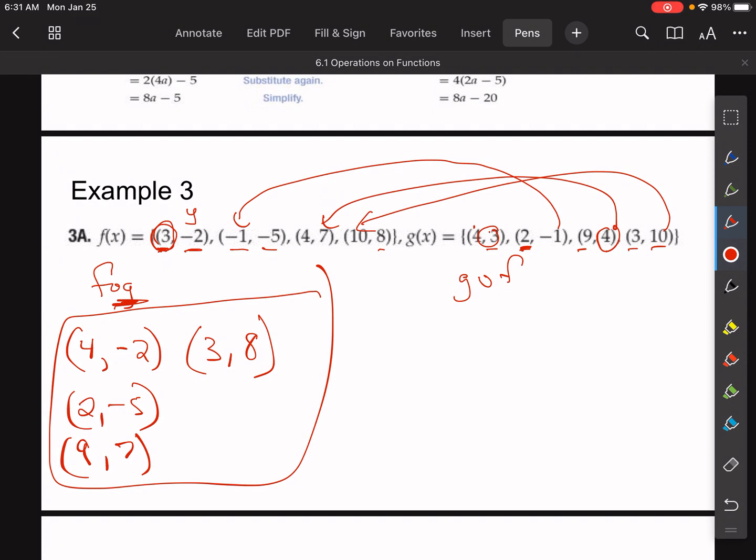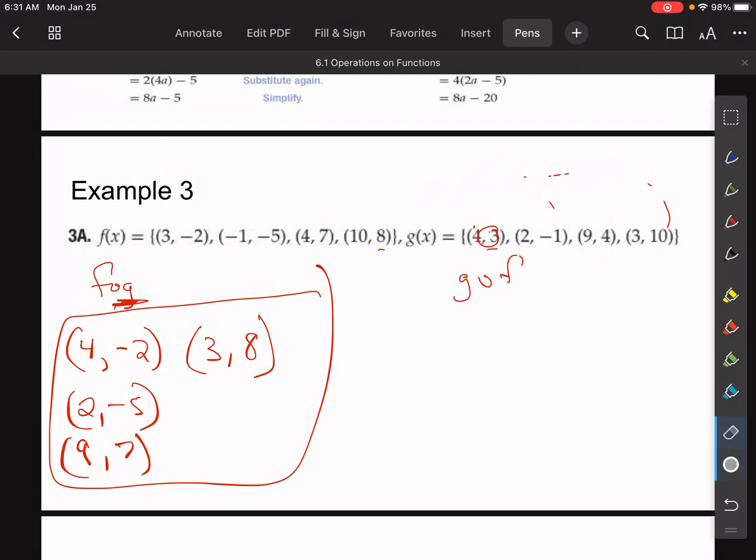And then for g of f, let's try it the other way and see what happens. So we're going to start with the f part of the function, and then plug it back into the g. For f, plug a 3 in, I get a -2 out, but there's no -2 in my x values on g, so that one is undefined. Plug a -1 in, I get a -5 out. There's no -5s. That's undefined.